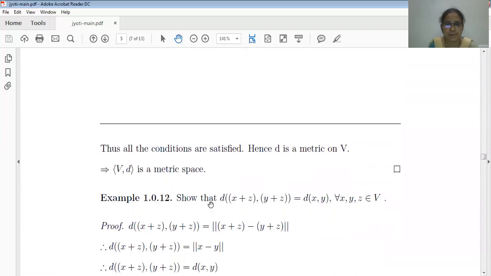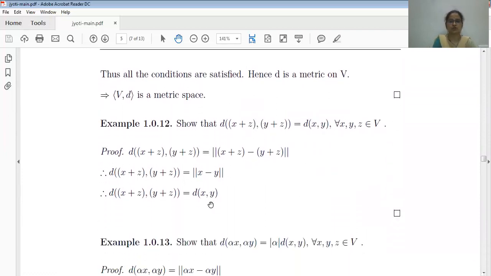Let us come to two simple examples. First example: show that distance between x plus z and y plus z is exactly equal to distance between x and y for all x, y, z in a vector space V. Let us start again. Distance between x plus z and y plus z is given by norm of x plus z minus y plus z. Now, if we observe the right side here, z will get cancelled automatically, and we remain with norm of x minus y. But we know norm of x minus y is nothing but distance between x and y. Hence, we have proved distance between x plus z and y plus z is exactly equal to distance between x and y.